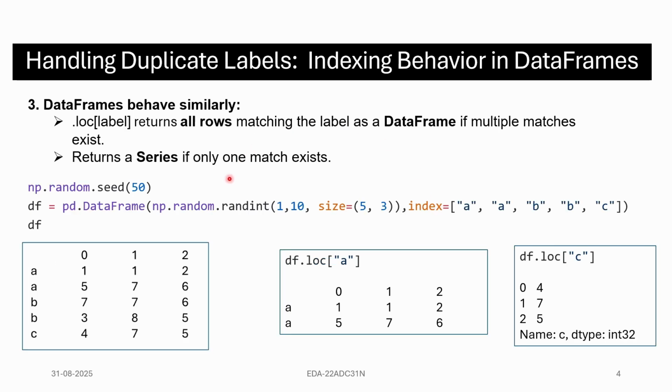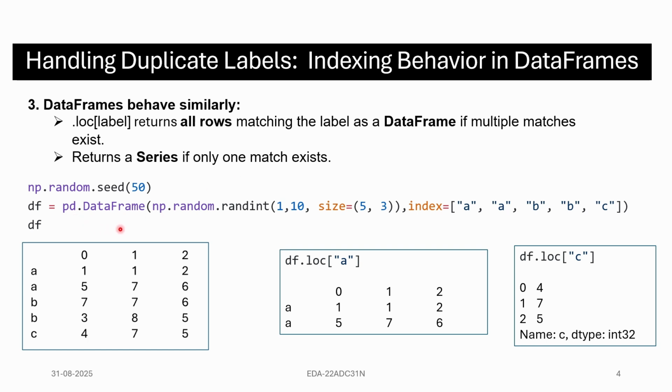Now let us look at the data frame, and how it behaves whenever the data frame consists of multiple labels. df.loc of label returns all rows matching the label as a data frame if multiple matches exist. That means if you try to index using a repeated label, it returns a data frame. Otherwise, it returns a series if the label is unique. Now let us see with an example.